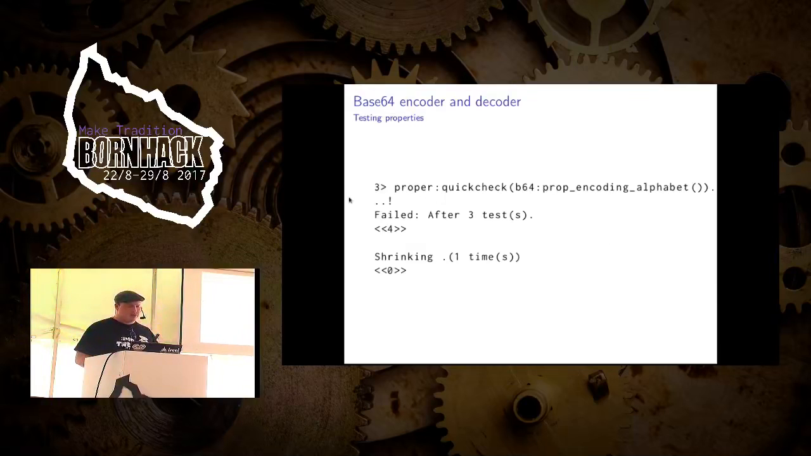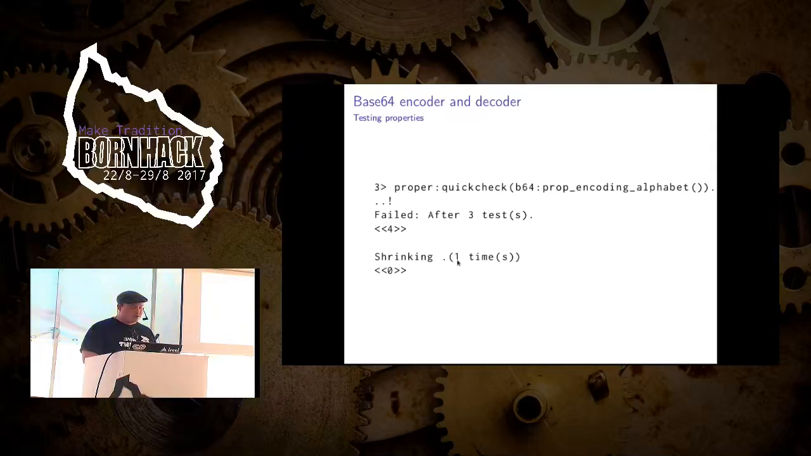So when we actually run the QuickCheck model here, PropEr is the name of the system we use to check it. When we call quickcheck on the B64 module on the encoding alphabet property test, we will see that it failed. It failed with the input 4. So there is some binary here, just containing the 4 byte, which doesn't hold this property.